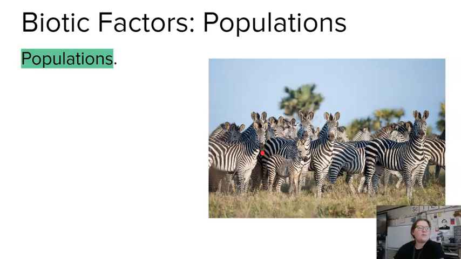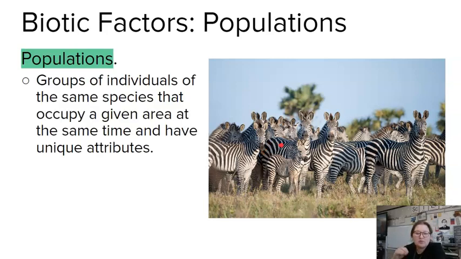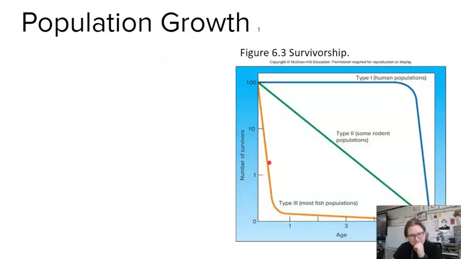So let's talk about what a population is. Populations are groups of individuals of the same species that occupy a given area at the same time and have unique attributes. So if we have a group of organisms that are the same species, that's a population as long as they're in the same area. We define what that area is. That could be Oklahoma, it could be a square mile, it could be a specific area, whatever we define it as. So in this picture, we have a population of zebras.